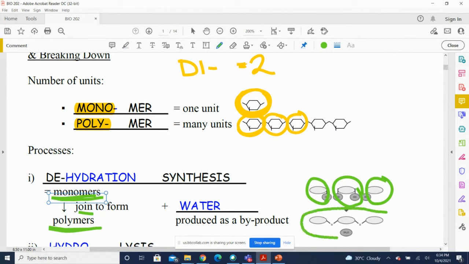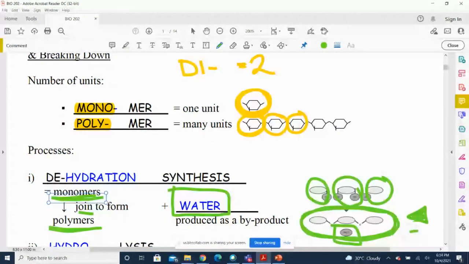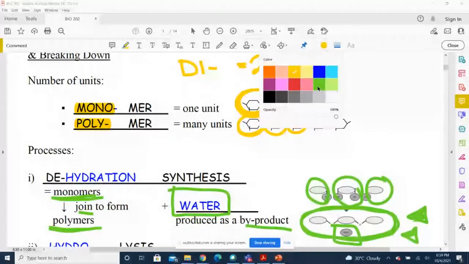As a result of this reaction, we are left with a polymer. We have now combined individual monomers into one larger polymer. The other thing that you'll end up noticing is that we are left with a byproduct of water as well. That's an important thing to notice: whenever we're combining monomers into a polymer, we should have water left as a byproduct of this reaction.